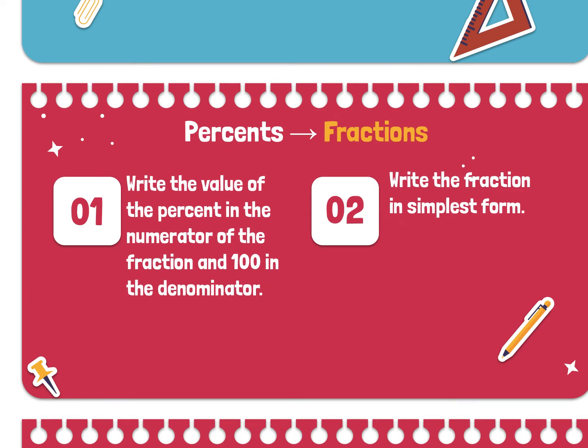In order to convert percents into fractions, we write the value of the percent in the numerator of the fraction and 100 in the denominator, and then we write the fraction in simplest form. For example, 32% is equal to 32 over 100, which when we simplify this, we can divide both the top and the bottom numbers by 8.